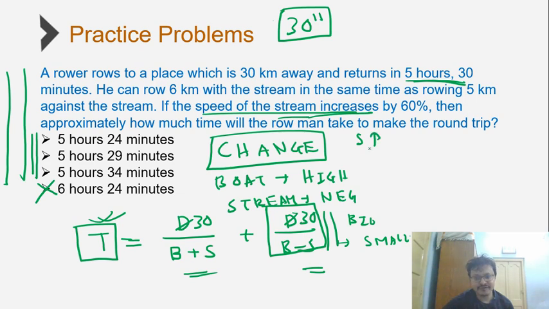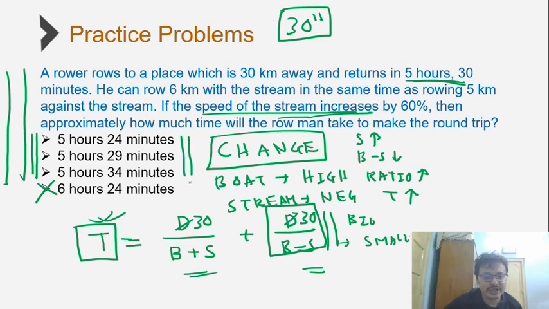If F increases, we can know that B minus S will decrease. If B minus S decreases, the ratio will increase, which means your time will increase. So what I need to do is check out of these three close options, which is the only option which is slightly greater than 5 hours 30 minutes. If I look at the options, A and B get out. There's only one option remaining, that is option C, 5 hours 34 minutes. So that is all you need to do.